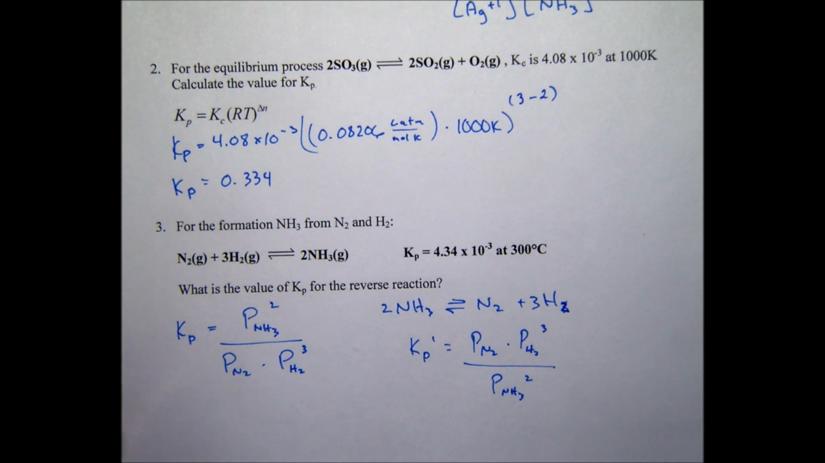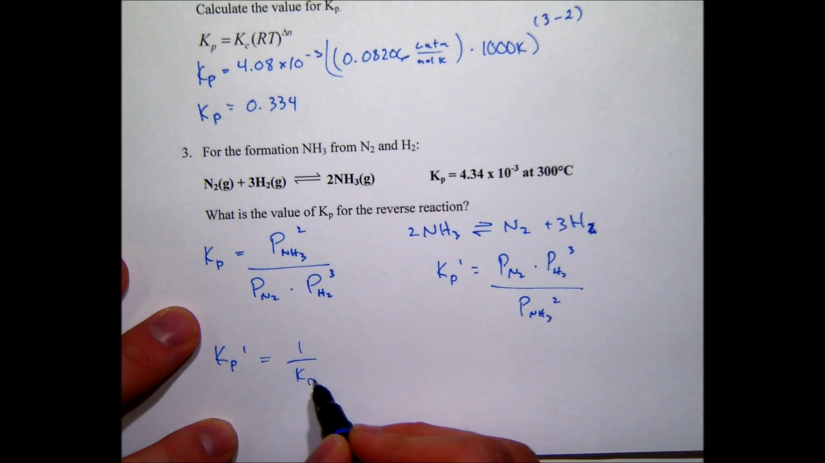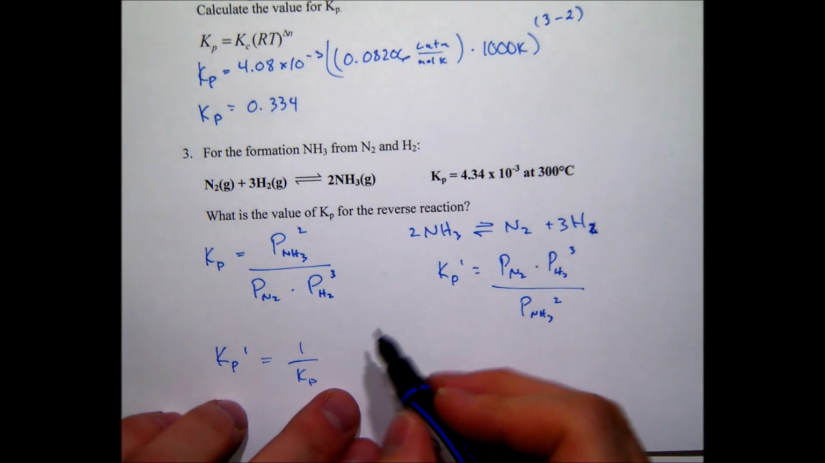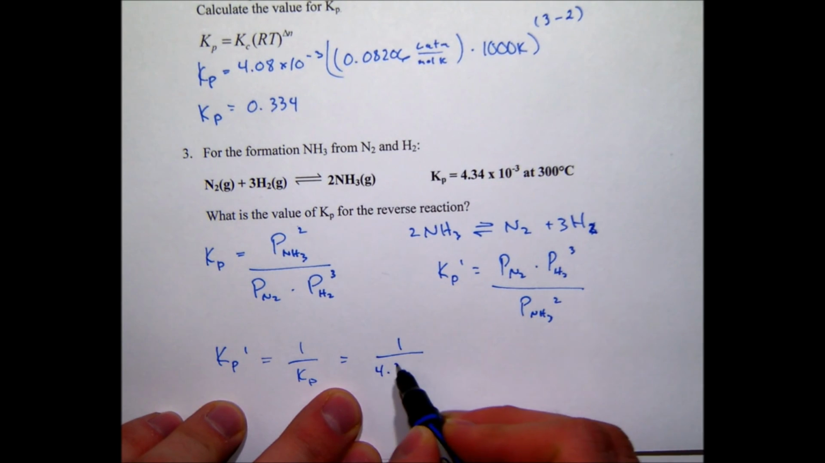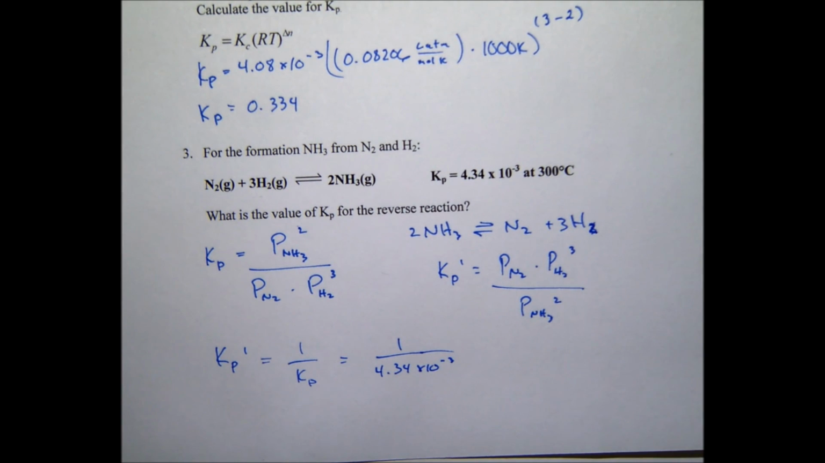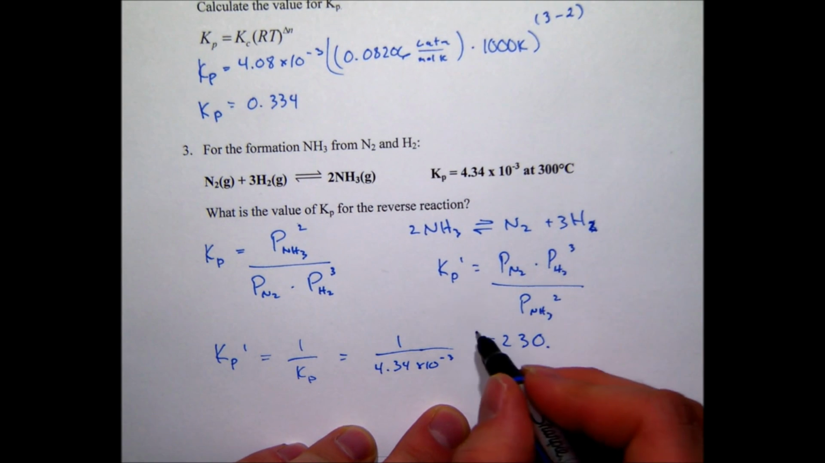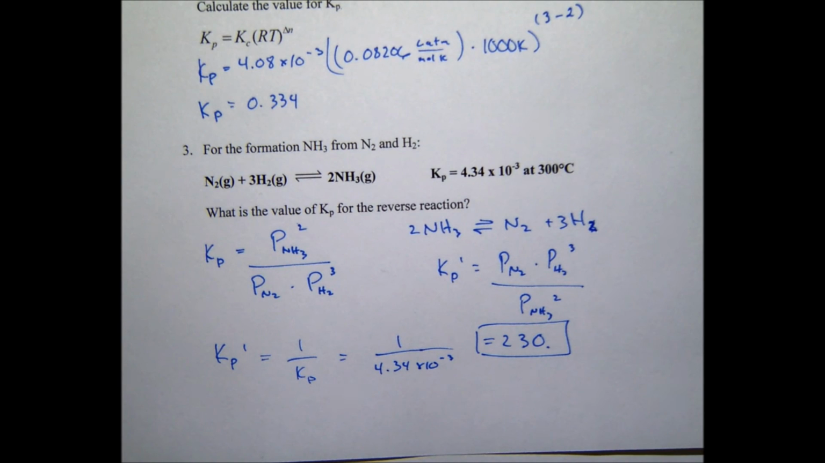So these are exactly opposite. We can easily say that Kp prime is equal to 1 over the forward Kp. So very easily we can just take the inverse of that number, and when we do that we get a number of 230. Again, no units, and that's all we have to do. So when you are asked the Kp of the reverse and you're given the forward, it's very easy to find that particular number.